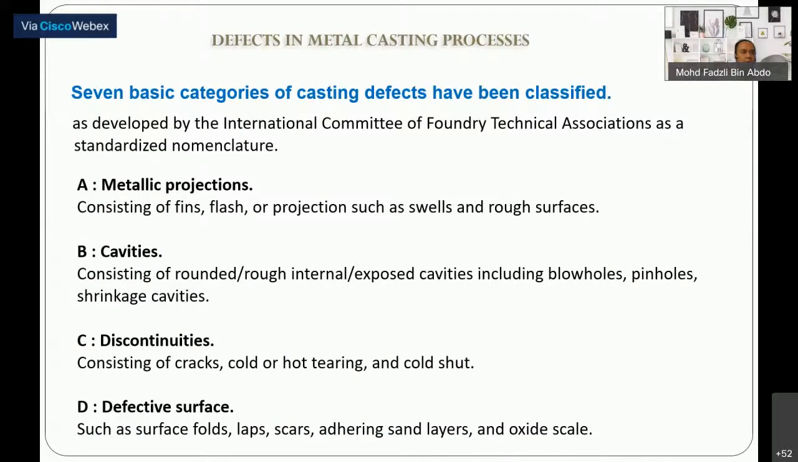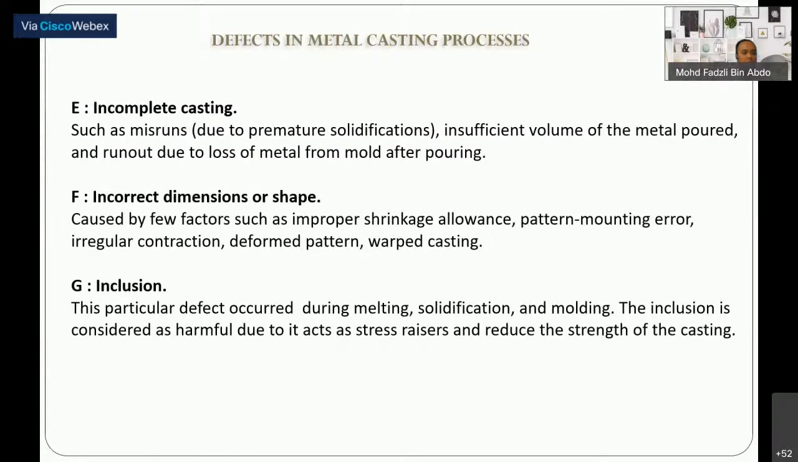And then this is the defect in metal casting process. There are 7 basic categories of casting defects have been classified as developed by the International Committee of Foundry Technical Association as a standard nomenclature. Okay, kita ada metallic projection, cavities, ni nanti you baca sendiri lah, discontinuities, defective surface, incomplete casting, incorrect dimension of shape, and also the inclusion.